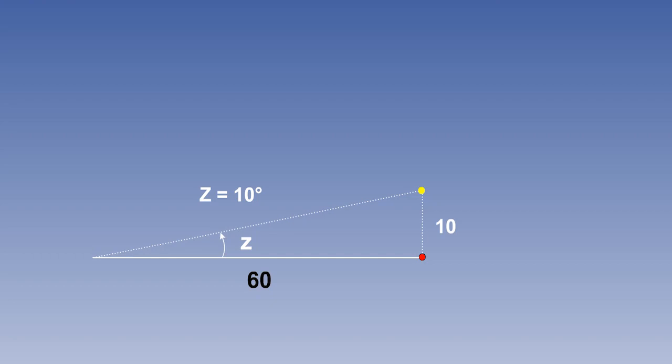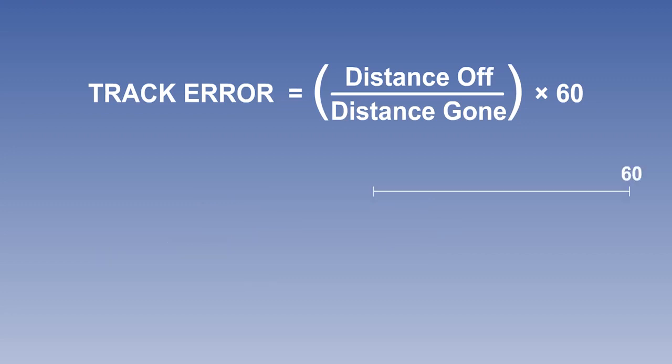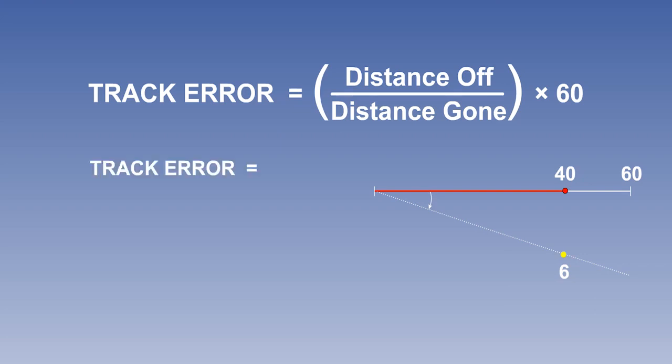We will call the angle that we have deviated from track the track error. To calculate the track error, it is simply the distance off track divided by the distance gone along the track, and then multiplied by 60. For example, you find yourself 6 miles right of track after 40 miles along track. What is the track error? The formula is distance off, 6, divided by the distance gone, 40, times 60. Answer, 9 degrees.